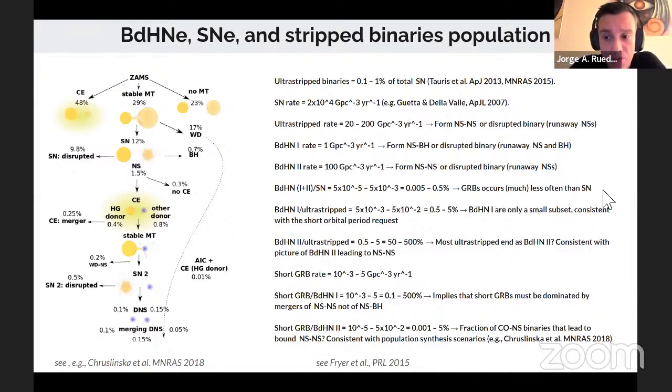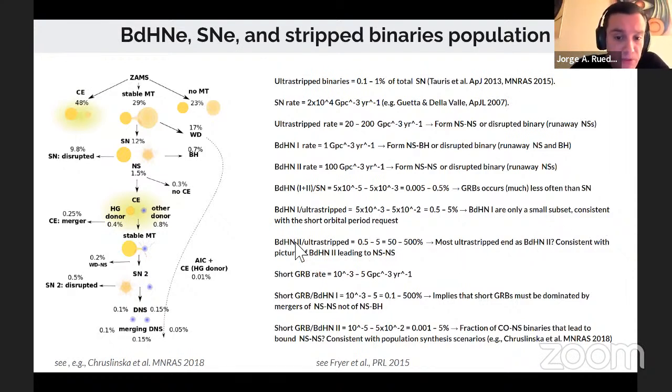We know GRBs occur much less often than supernovae because they need special conditions to form. The ratio between BDHN I and ultra-stripped binaries is between 0.1 and 5%. So this confirms that BDHN I are a small subset. This is consistent with the requirement that to form a BDHN I, the binary must be very tight. You need a short orbital period of the order of a few minutes. I will come to that. This is a strong requirement, so you shouldn't expect these systems to form quite often. Okay, so this is the first message.